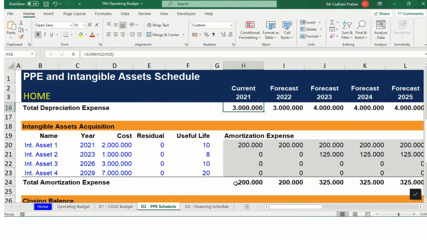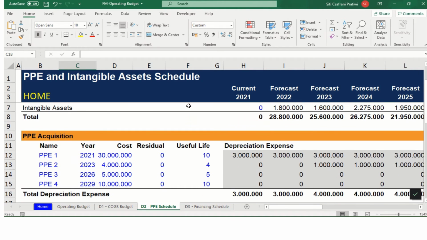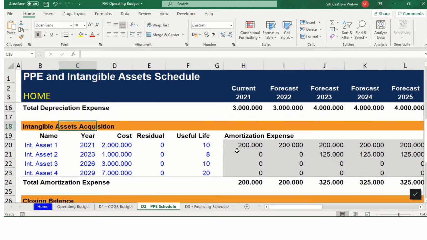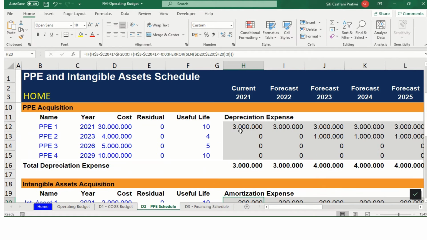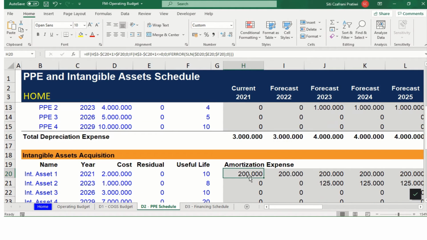And the next one is intangible asset acquisition. This is very similar with PPE acquisition, but we have amortization expense here rather than depreciation expense. The formula is very similar with the first one. You can just copy and paste the formula, but make sure you use the correct reference in here.